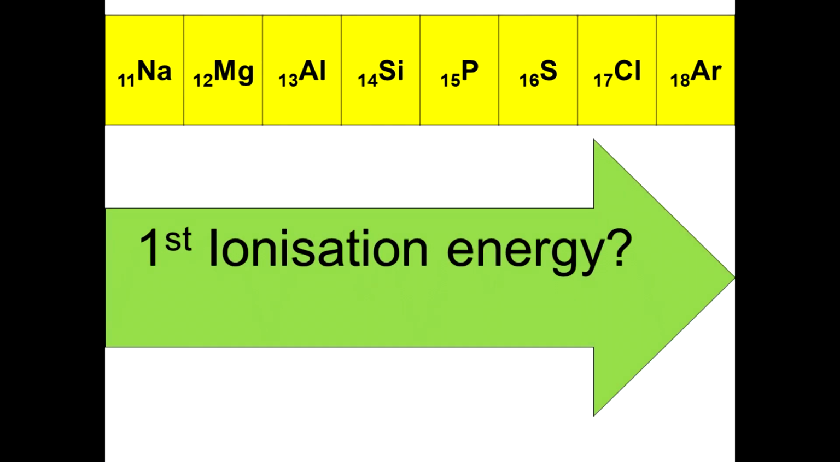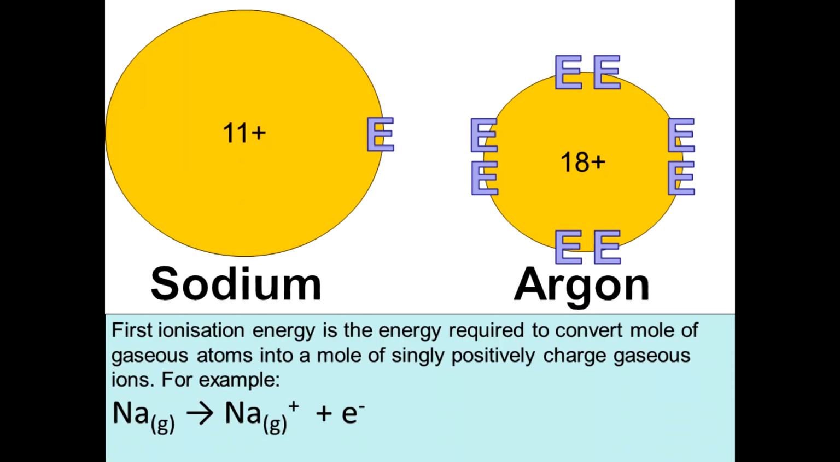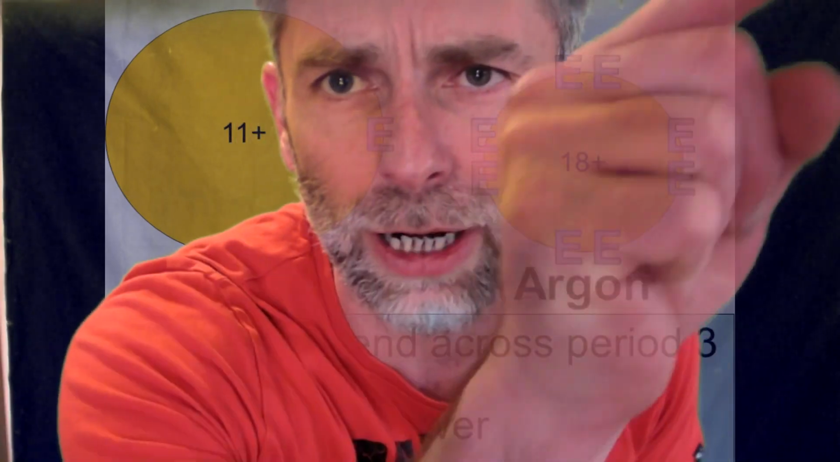Next, it's first ionization energy. Again, this should sound familiar. It's the energy needed to remove a mole of electrons from a mole of gaseous atoms. So how's that going to change across period 3 then? Pause the video and have a think. I'll give you a clue. There's a trend either that way or that way.